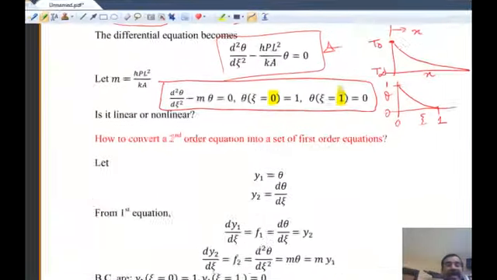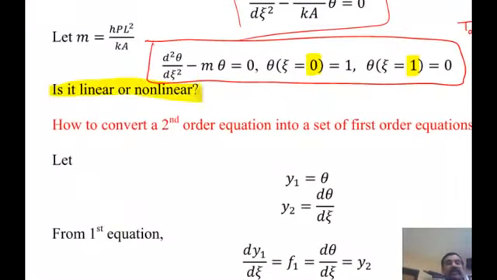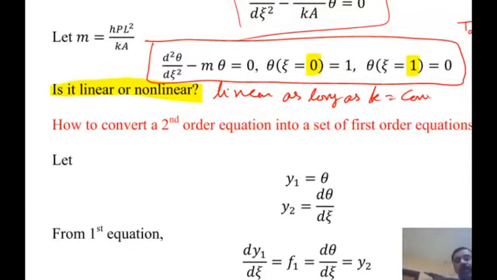Now we ask the question, is it linear or nonlinear? The answer is it is linear as long as k is constant. Now the problem with MATLAB is it cannot solve a second order equation. So you need to convert that into a set of first order equations. So how do we do that?